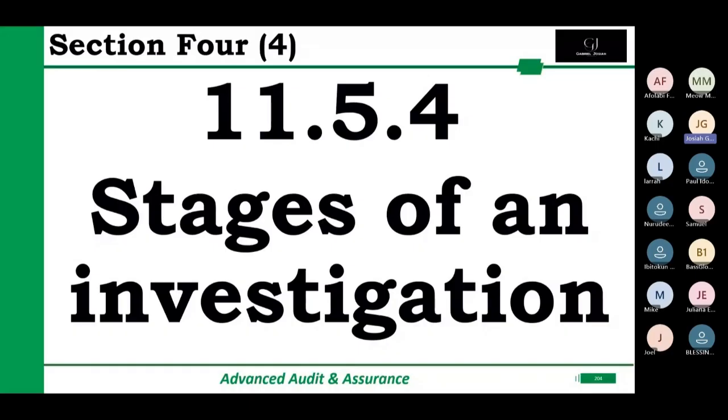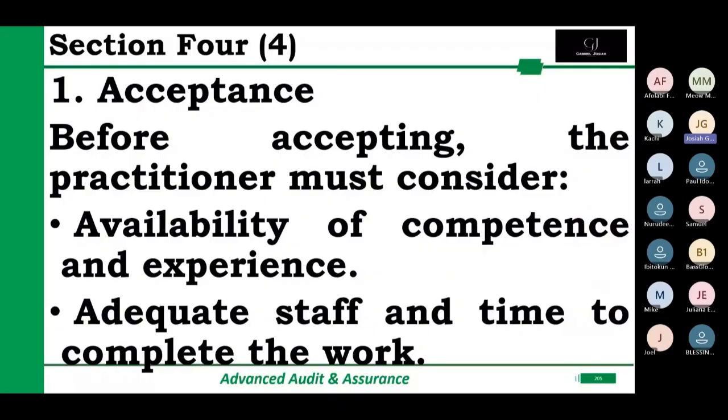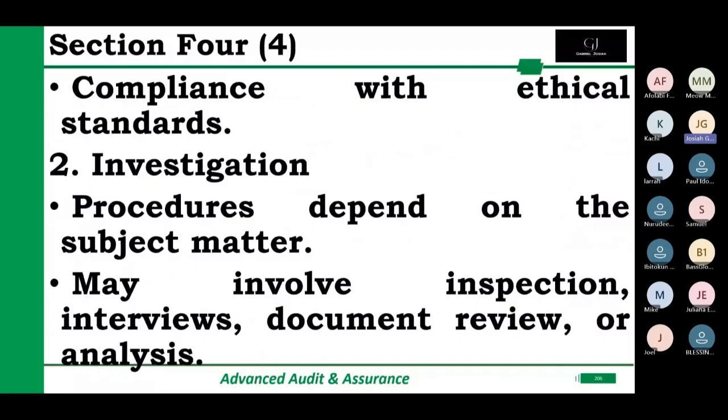Pardon me. Okay, so let's go to the next section on stages of an investigation. Number one, there has to be acceptance by the practitioner. He has to accept the investigation that has been provided to him. And he must consider the competence and expertise in that area. So, for example, most forensic investigators are also lawyers because they have to understand court proceedings and how to present evidence in court. So where a chartered accountant doesn't have law expertise, he may need to decline or consider taking investigation engagements. He also needs to consider his staff and the duration to complete the work. He also needs to consider compliance with ethical standards. So before accepting the work, these are key considerations he needs to bring to bear.